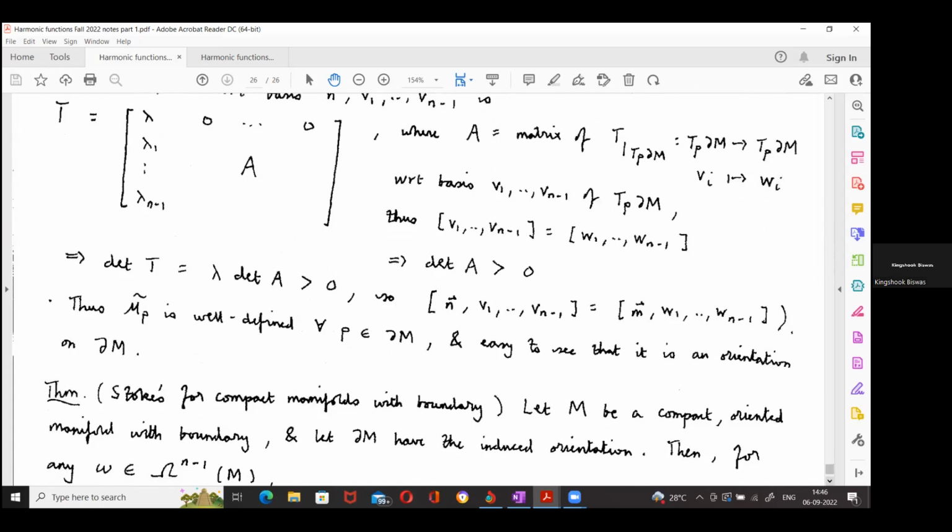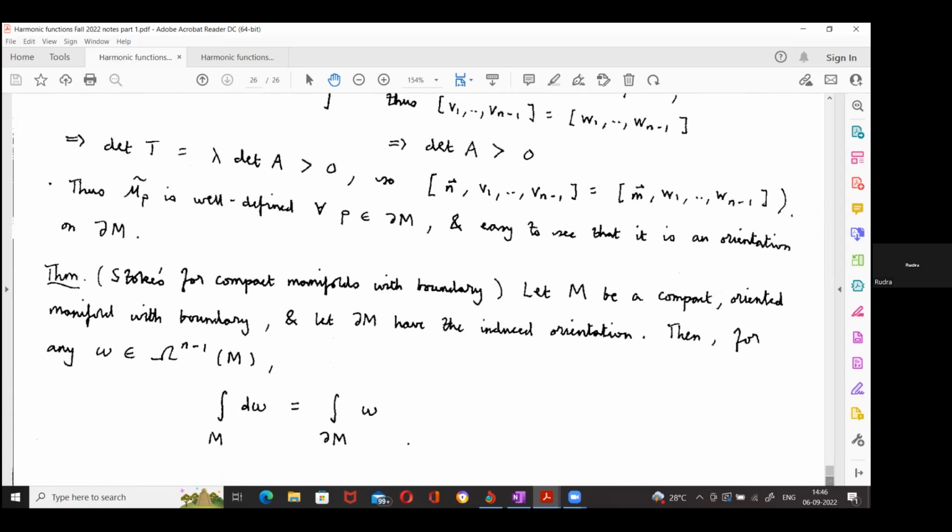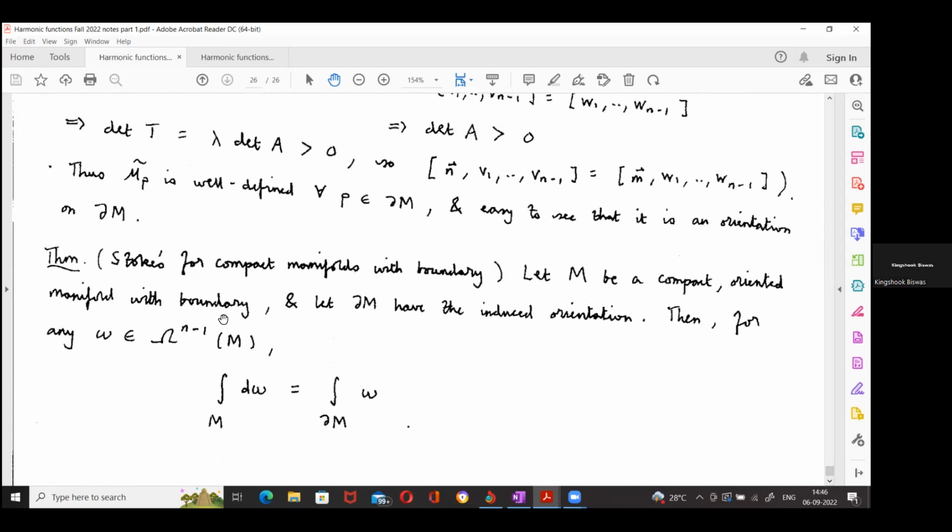All right. So now we can state what will be very important for us, which is Stokes' theorem for compact manifolds with boundary. It says, let M be a compact oriented manifold with boundary, and let boundary M have the induced orientation. Then for any n minus 1 form omega on M, the integral of d omega over M is equal to the integral of omega over boundary M. Is the statement clear?